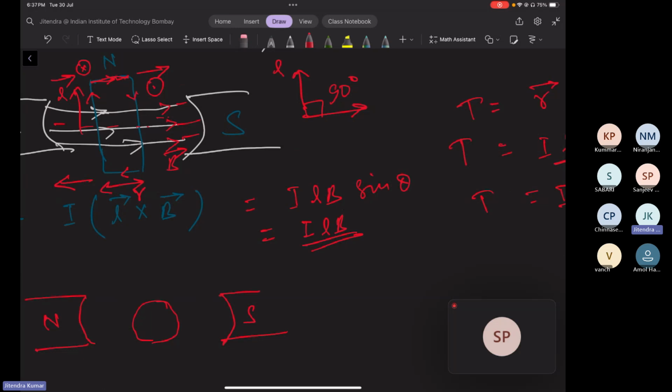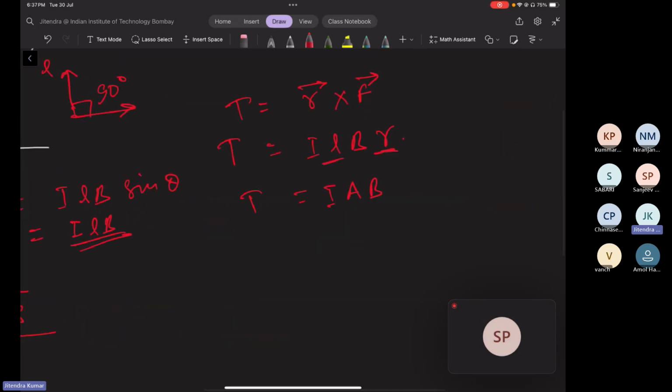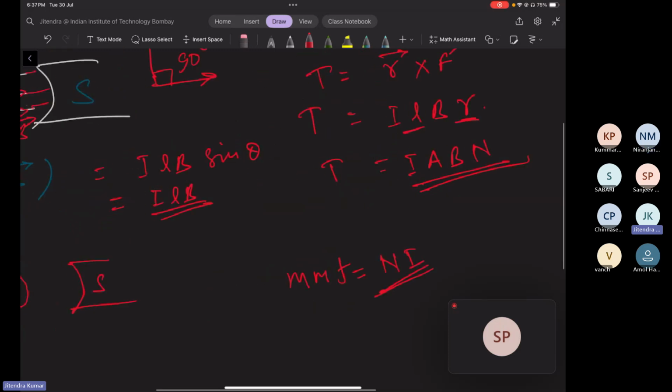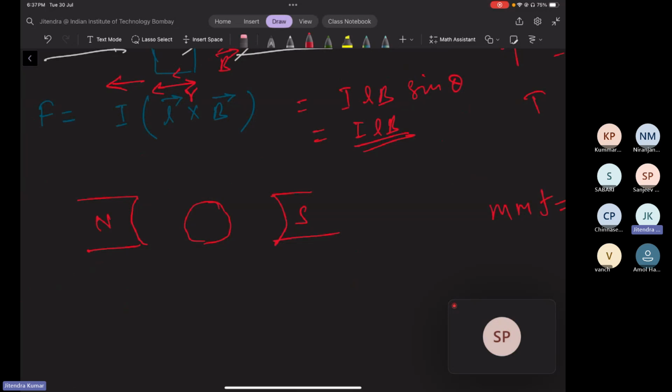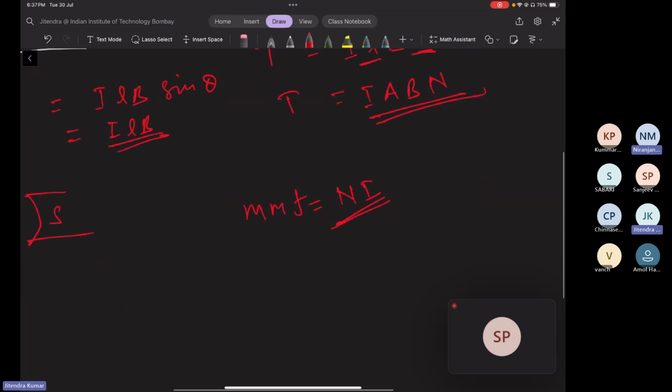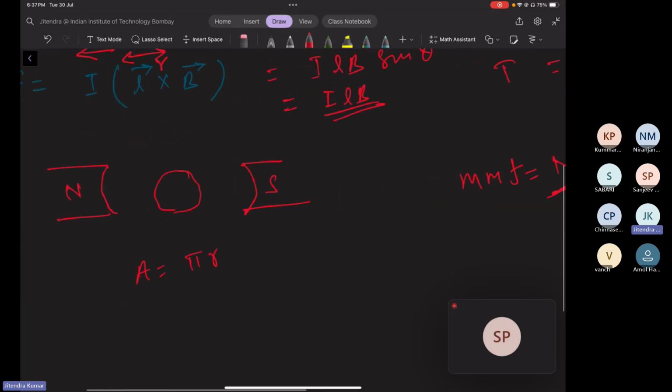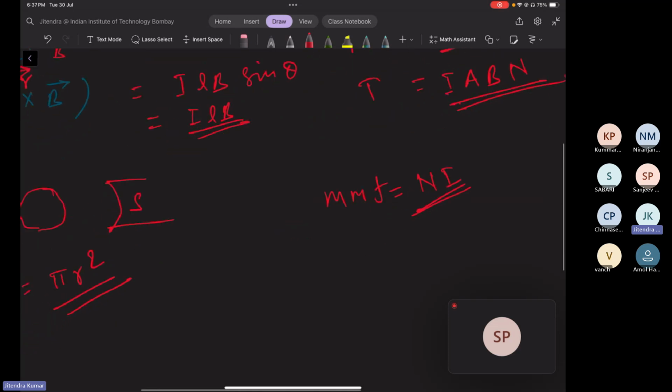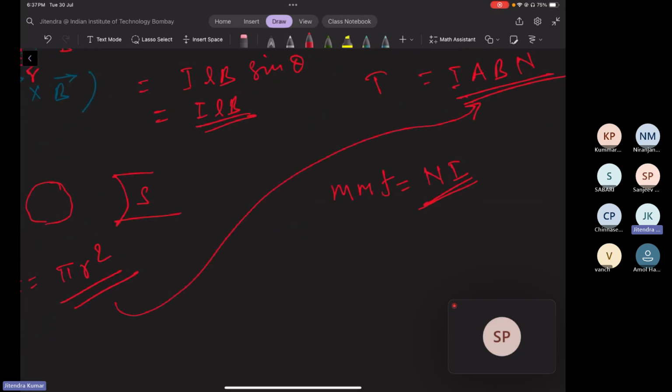So we considered that there is only one turn. If there are n turns of the coil, then we will also have to include n in this expression. Then the total current will be n into I. I hope you remember MMF is nothing but n into I. So this will be the total torque. And similarly for a circular coil, what will this area be? Pi r square. So the area will be pi r square for a circular coil, and you can plug it in here for the area.